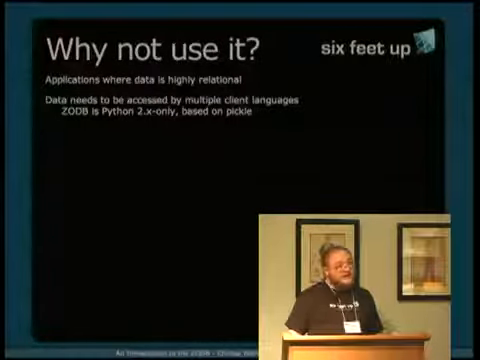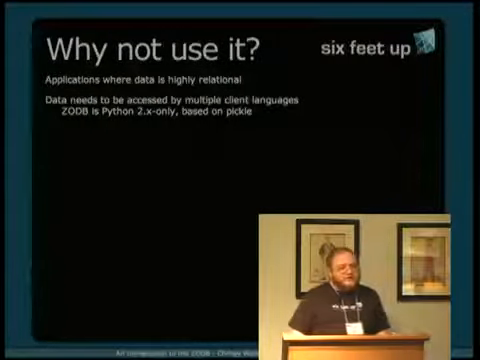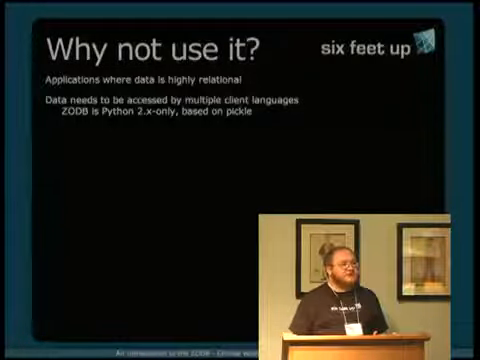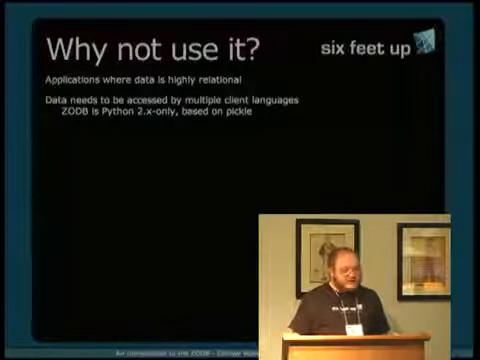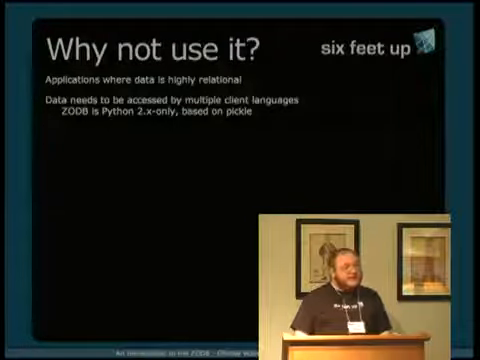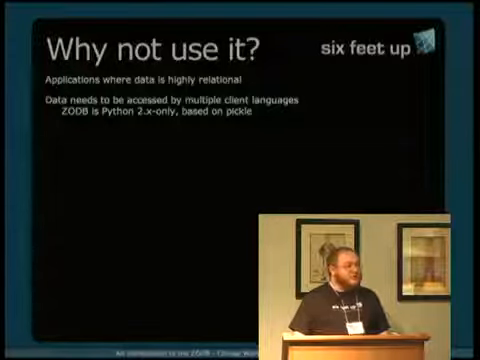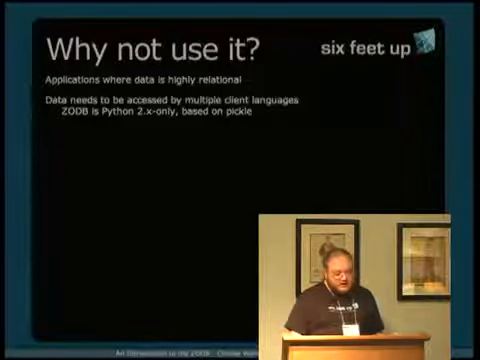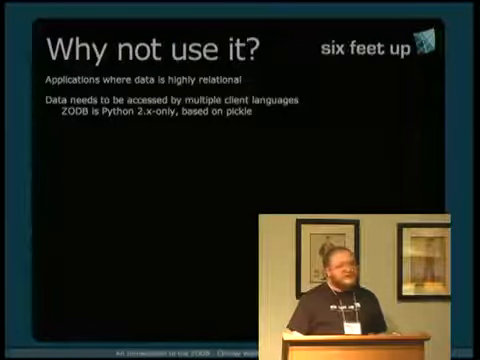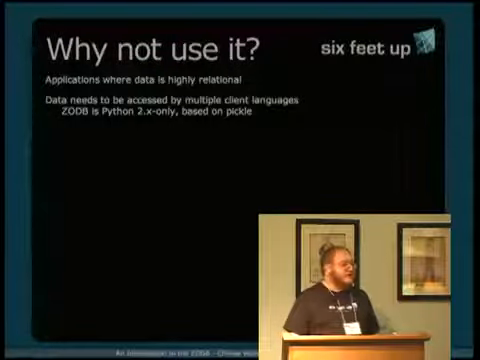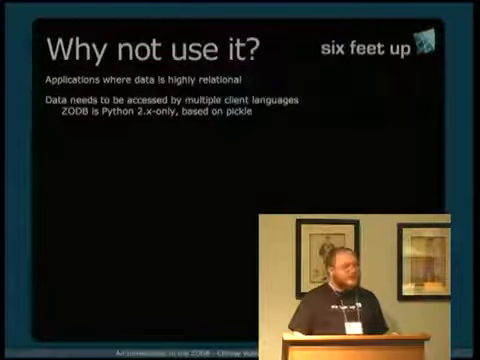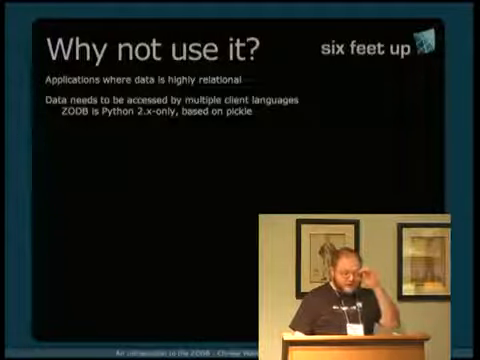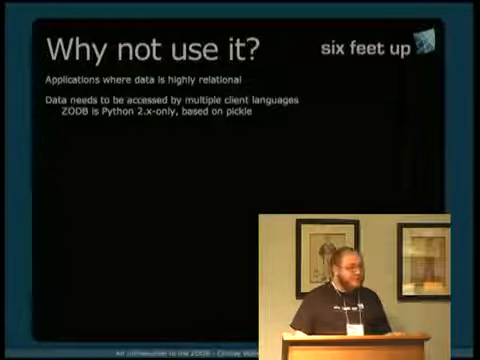But you might not use it in all cases. It's not a good fit when you've got data that's really highly relational, where you might have a lot of many-to-many relationships that are just inherent in the data. Also, if your data needs to be accessed by more than one language, like if you need to access it directly from Ruby and Python and Java, this won't be a good fit, because everything that is stored is a Python pickle representation. And currently it is only on Python 2.x. 2.7 does work, but Python 3 is not supported yet.